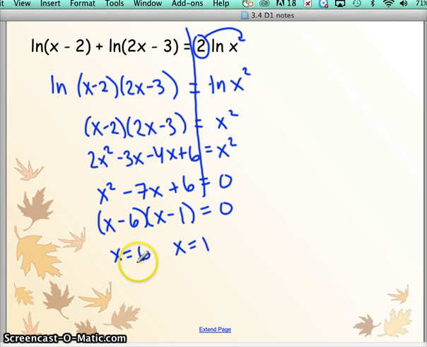Now let's check them. If we plug a 6 in, we'll have natural log of 4. That's good. If I plug a 6 in here, that'll be 12 minus 3, which is 9, natural log of 9. That's good. But check out the 1. If you plug a 1 in, 1 minus 2, we get a negative number. That would be log of a negative number. And if I plug a 1 in here, I'll get 2 minus 3, a negative number again. So that's extraneous, no good, cross it out.